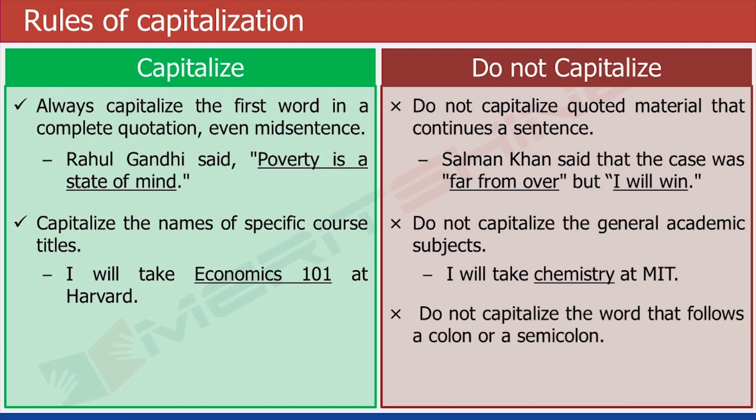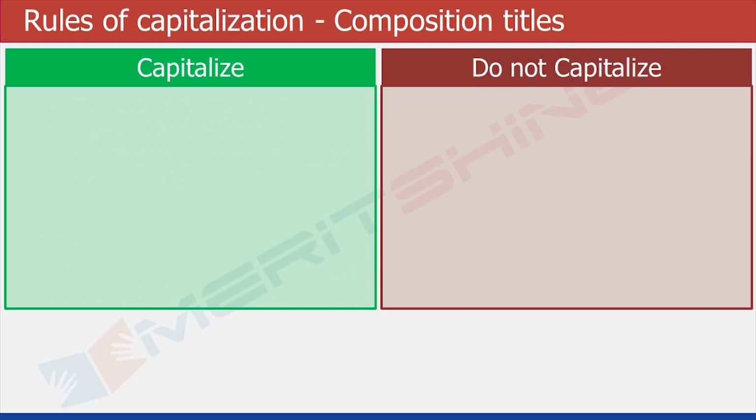Another important rule states that we do not capitalize the first item in a list that follows a colon. For example, when we say, buy the following: a pen, a pencil and paper. Here, a of a pen is not capitalized. Finally, we can move on to the rules of the title of a composition.